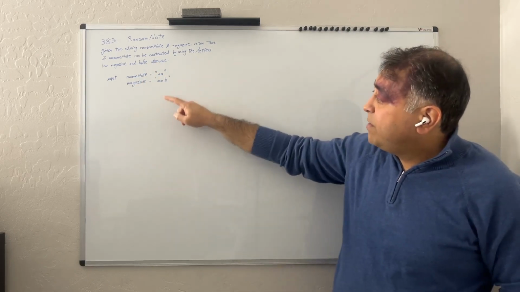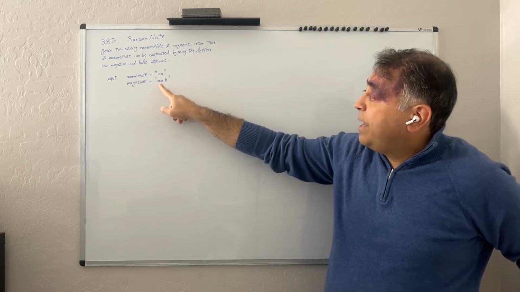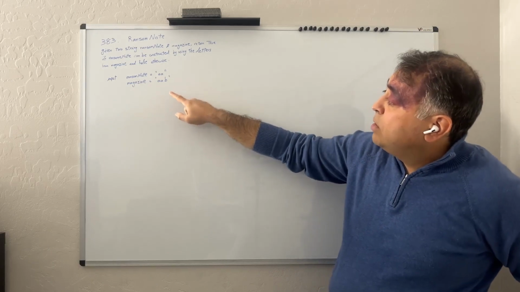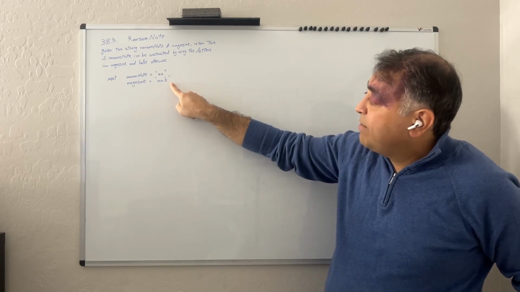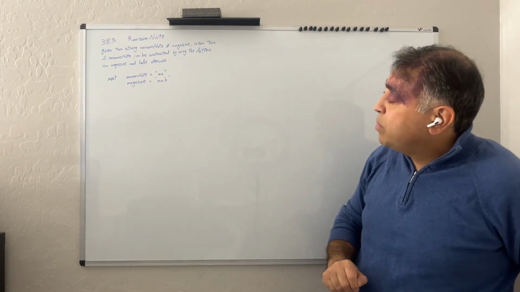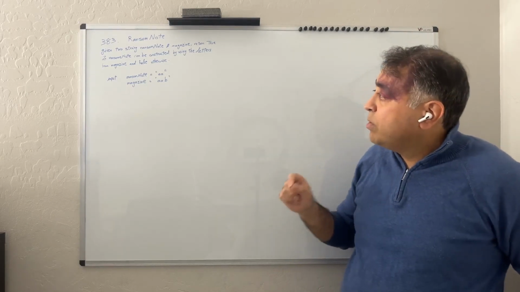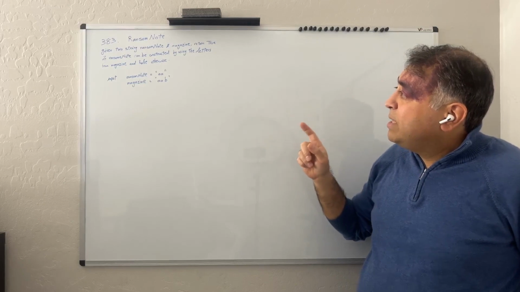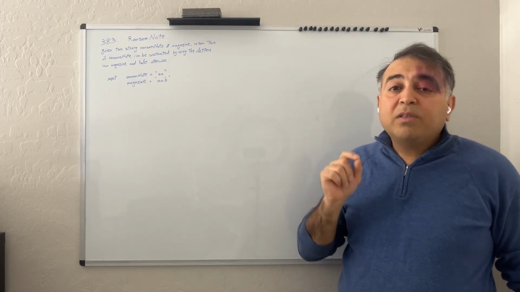For example, if the ransom note is AA and the magazine is AAB, we can create the ransom note with the letters that we have in the magazine. So let's analyze this problem and see how we want to code it and how we want to solve it. This is an easy problem, it just has a small trick.